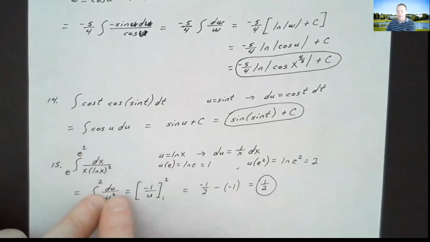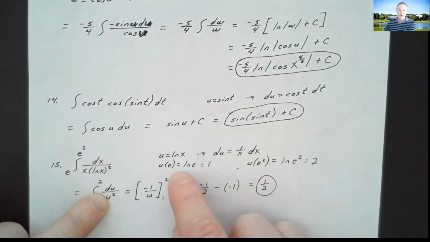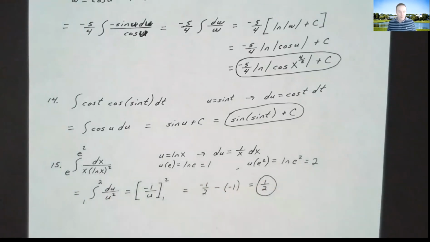When we integrate this, this is the same thing as u to the negative 2. So its integral is u to the negative 1 divided by negative 1, which is the same thing as negative 1 over u to the first. Now we're evaluating that from 1 to 2. We get negative 1 over 2 minus negative 1 over 1. Clearly that's going to be plus 1. 1 minus 1/2 is an answer of 1/2 there.